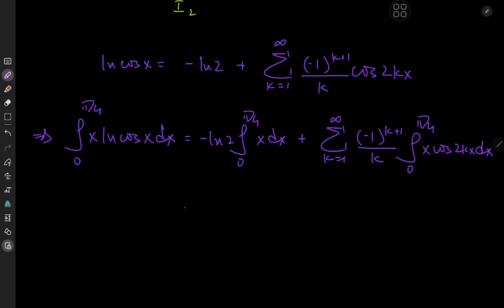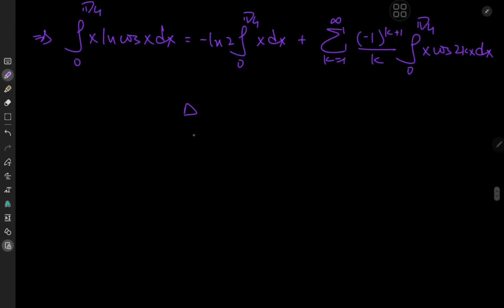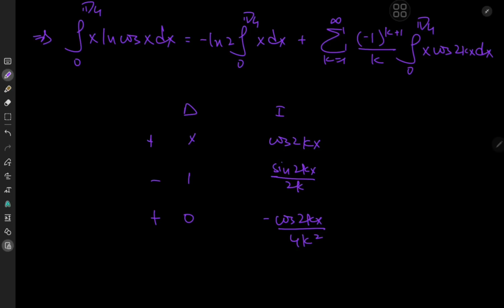So we differentiate the x function here and integrate cosine 2kx. So a couple of differentiations is all we need, and we have these alternating plus and minus signs. On integration, we have sine 2kx divided by 2k, and then negative cosine 2kx divided by 4k squared.